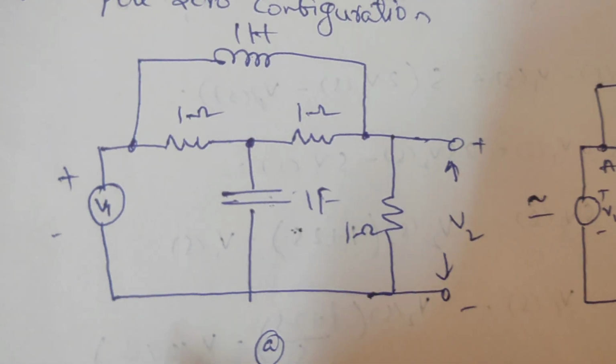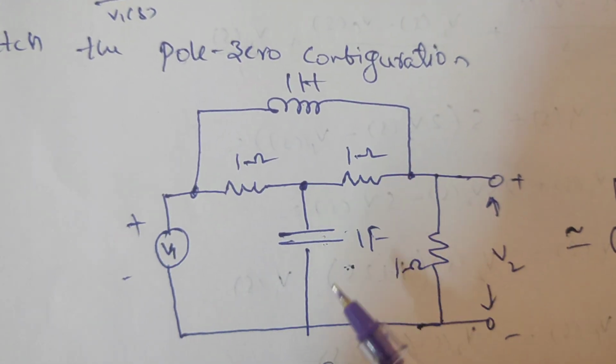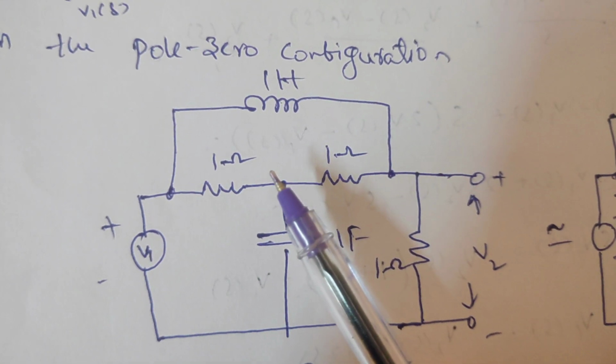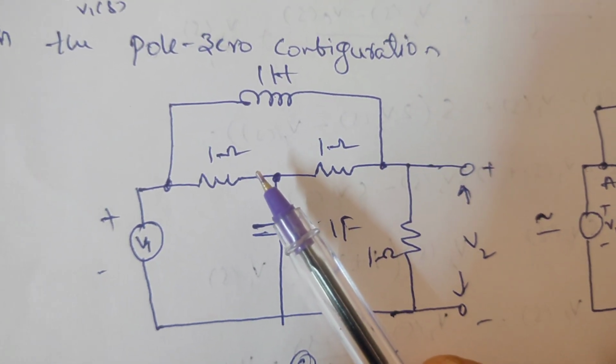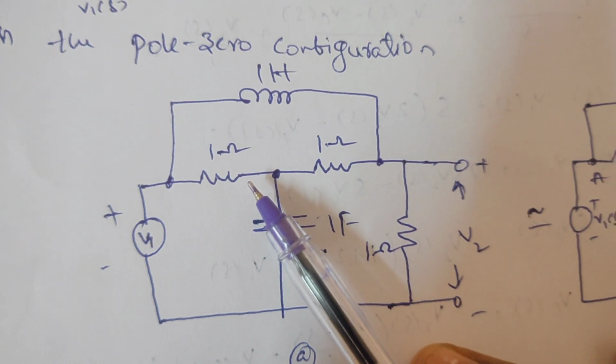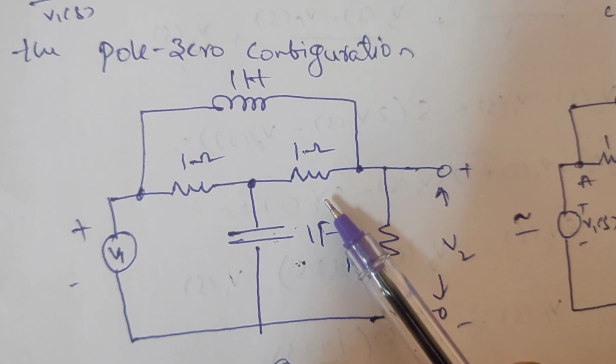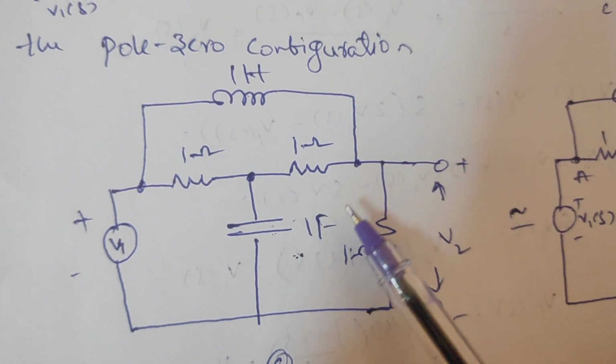Everyone, I am going to explain how to plot a pole zero configuration for a given network diagram. To find out the poles and zeros, first of all we have to find the transfer function. The transfer function may be an impedance, an admittance, or a transfer value. To find that transfer function, first of all we have to transform this network.